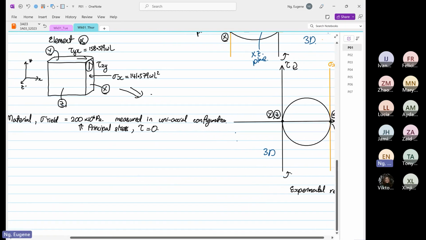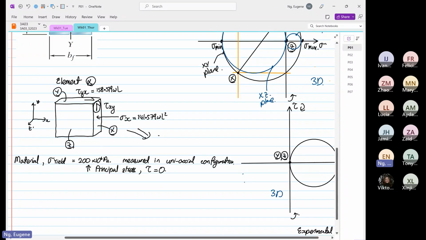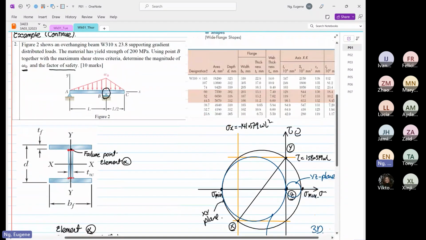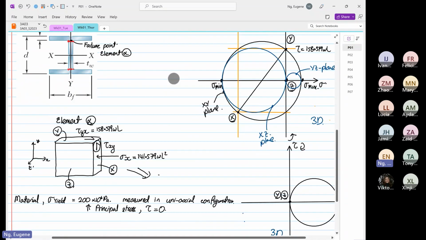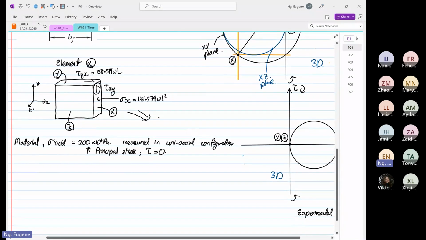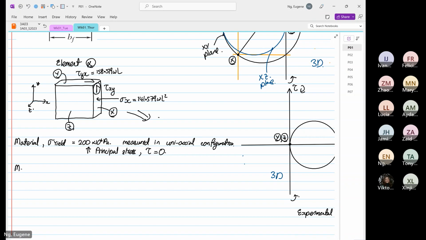So now we are going to apply the maximum shear stress criteria. If you look back at this question, we are going to apply the maximum shear stress criteria. What do I mean by maximum shear stress criteria? This will be taught in week 10 or week 11. So I'm going to write this down: maximum shear stress criteria.